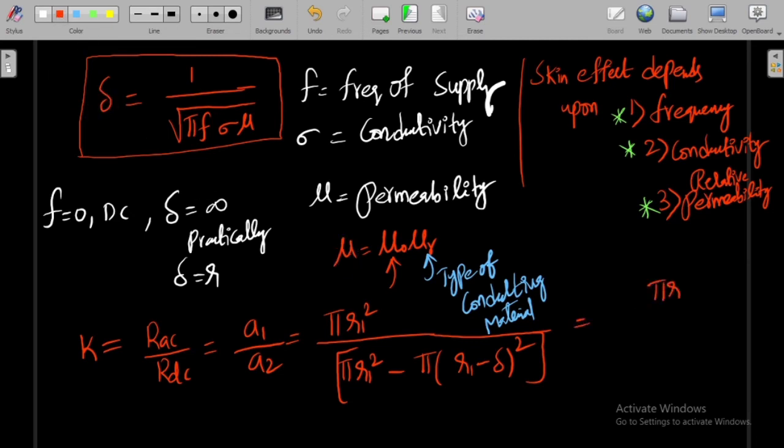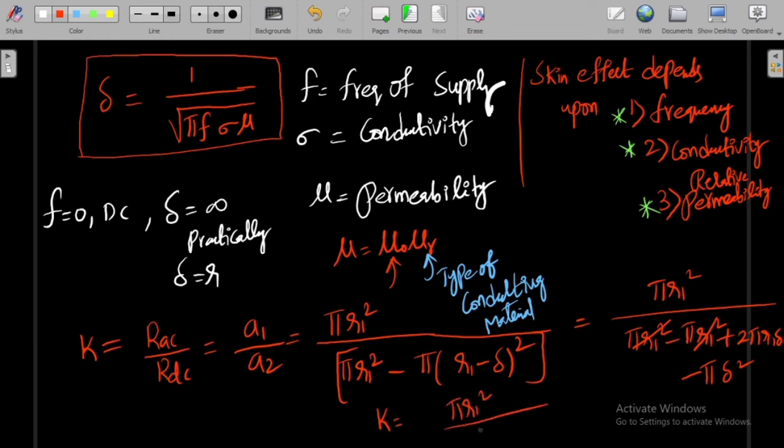So it is pi r1 square divided by, again you will get pi r1 square minus pi r1 square. A minus b whole square means a square plus b square minus 2ab, so you will get plus 2ab. Plus 2ab means 2 pi r1 delta and minus pi delta square, so that these two get cancelled. Now k depends on finally pi r1 square divided by 2 pi r1 delta minus pi delta square.